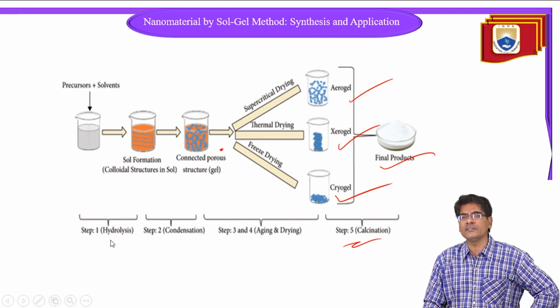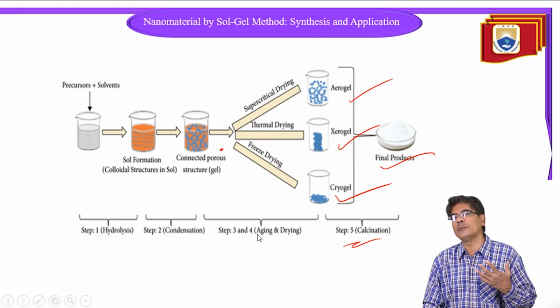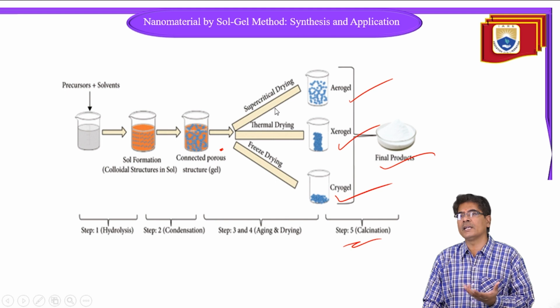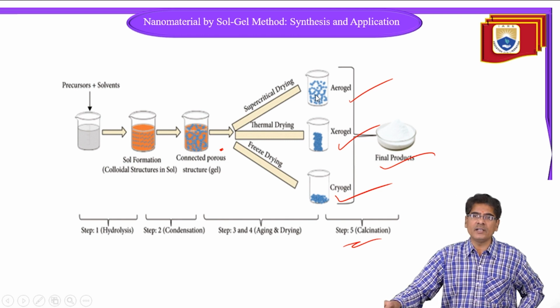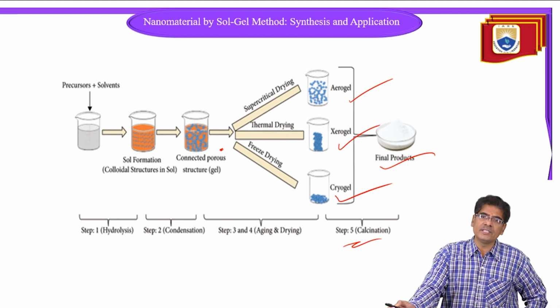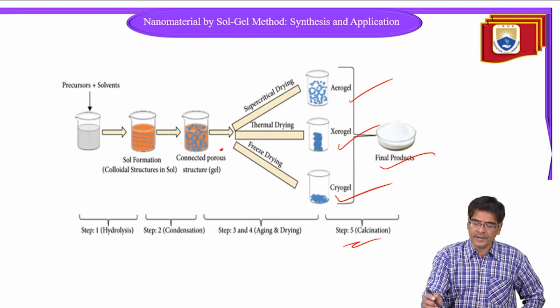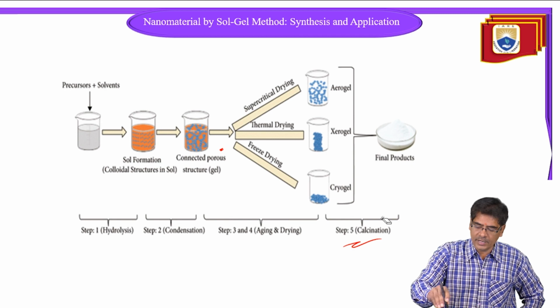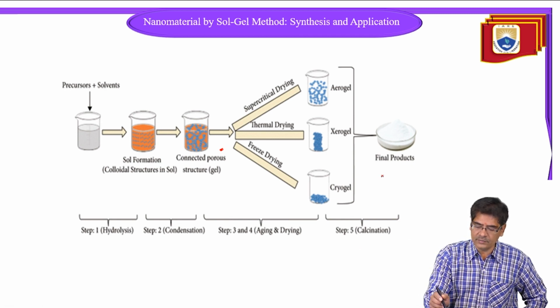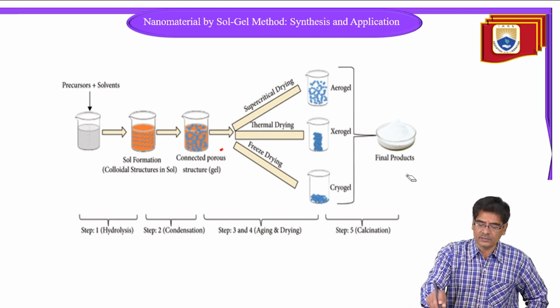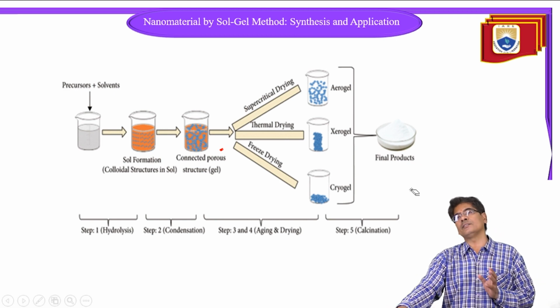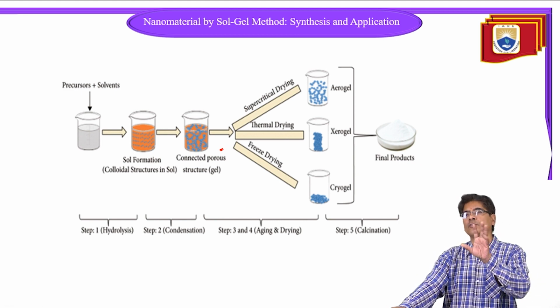The first process is hydrolysis, the second is condensation, and the third is aging and drying. Aging and drying are done by three physical processes: supercritical drying, thermal drying, and freeze drying. When supercritical drying is done, we get aerogels. By thermal drying, we get xerogel, and by freeze drying, we get cryogel. The final products are obtained by calcination. So this is how the synthesis of nanomaterials takes place using the Sol-Gel method.